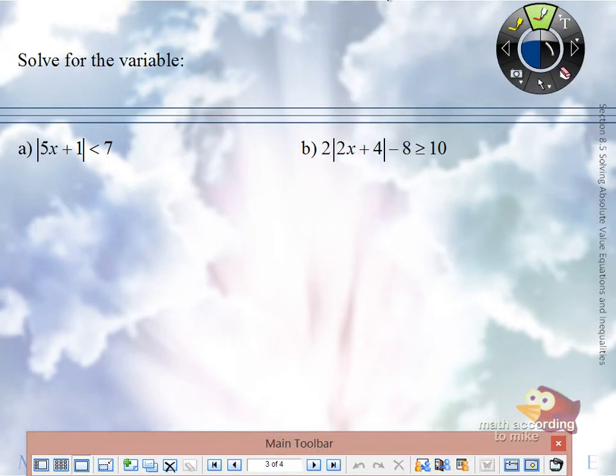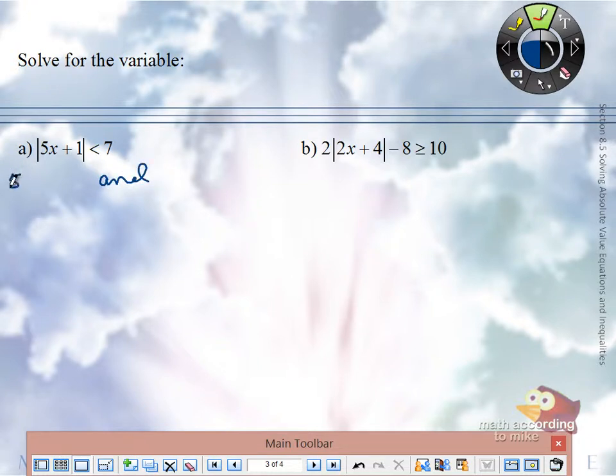So pretty much the same exact steps. Step 1, isolate. In part A, we are already isolated. So since we're isolated, this is where we make the judgment if this is an and or an or statement. We are less than a number. So what type of statement is this? And.